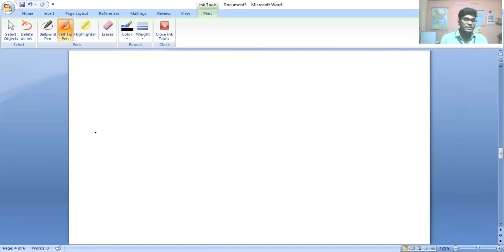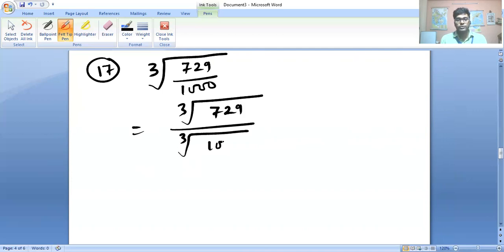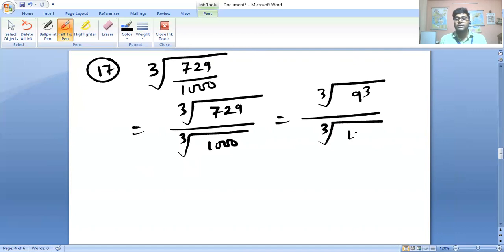Let us do question number 17. 17 also very easy. We have cube root of 729 by 1000. Again, similar way we'll do. This cube root will go to each and every term. So cube root of 729, and then here we have cube root of 1000. I've already explained 729 is 9 cube. If you don't remember the cubes up to 15, you can easily factorize and find out. So 1000 means 10 cube. So for 9 cube, 9 will come out. For 10 cube, 10 will come out.